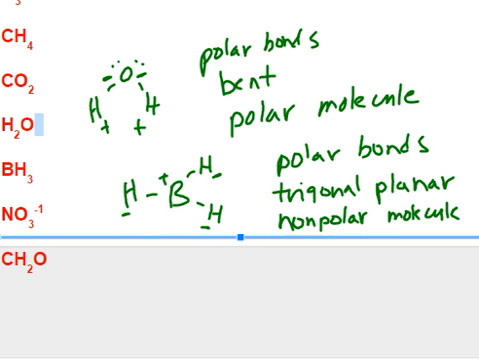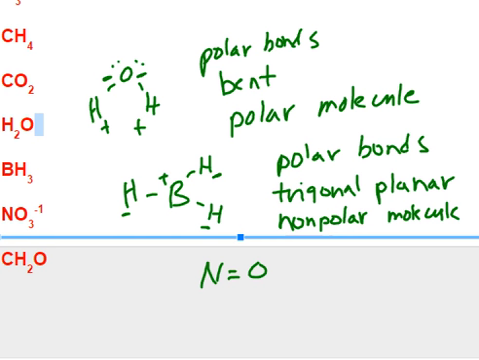NO3 minus, this one bonds with one double bond. No, it doesn't. Let me think about this. 5, 6, 24. Yeah, it does have one double bond. This isn't the one I want. Okay, let me pause and think of a different example.